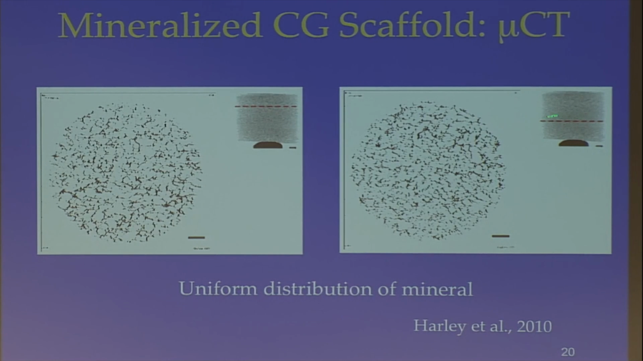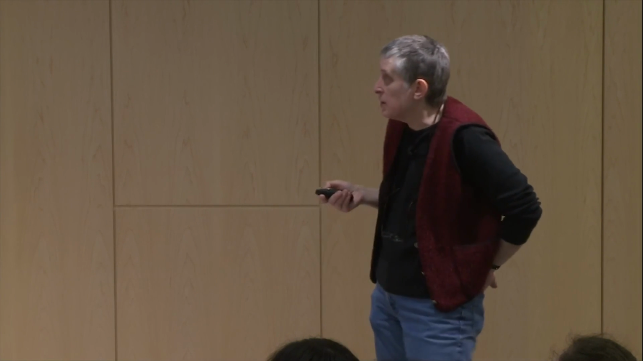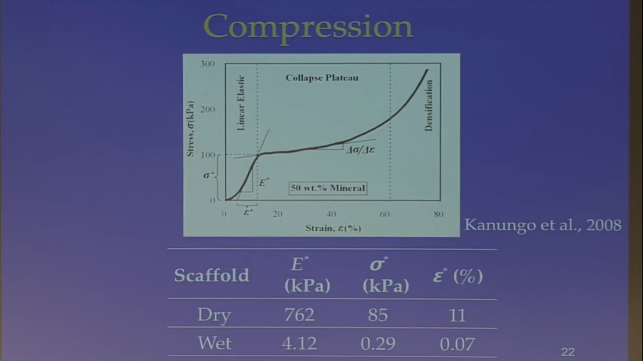And then here's a lower plane, and here's another image. And you can see the calcium phosphate's pretty uniformly distributed throughout that specimen there. And this was just another way of looking at the same thing using EDAX in a SEM to look at where the calcium was and where the phosphate was. So again, there's this uniform distribution of the mineral.